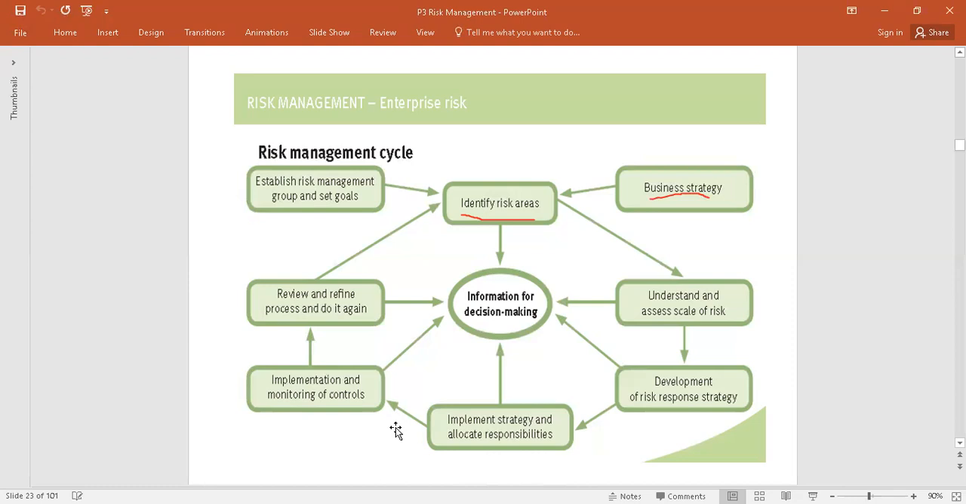If it is not implemented accordingly, then there are some deviations. So measures are taken to ensure that the implementation takes place as per the strategy that is decided. So monitoring takes place, and based on the feedback given upon monitoring, corrective measures are also taken. So review and refine the process and do it again. Then establish risk management goals and set goals, so that ultimately they would be able to decide well on the business strategy that has to be implemented in terms of dealing with the risk or managing the risk.